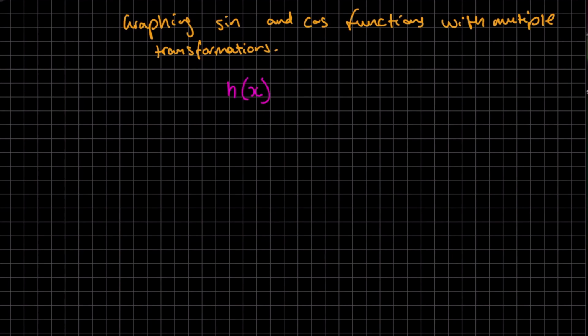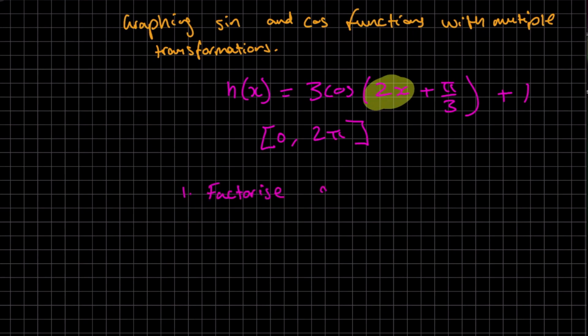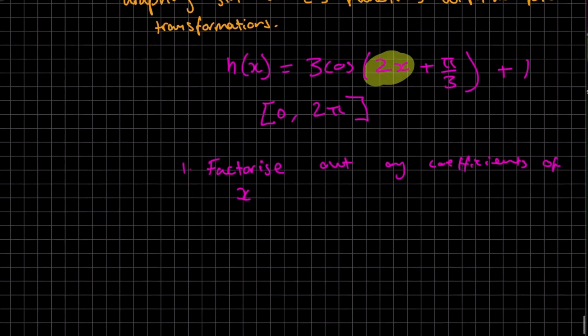Say that we have a function h of x equals 3 cos of 2x plus pi on 3, plus 1. And we are graphing this h of x for the domain of 0 to 2 pi. The very first step that we have to do is factorize out this coefficient of x. So first we factorize out any coefficients of x. The reason that we do this is so that we can see our transformations much more clearly before we begin our process of graphing. So our graph of h of x can now be rewritten as 3 cos of 2 brackets x plus pi on 6, all plus 1.